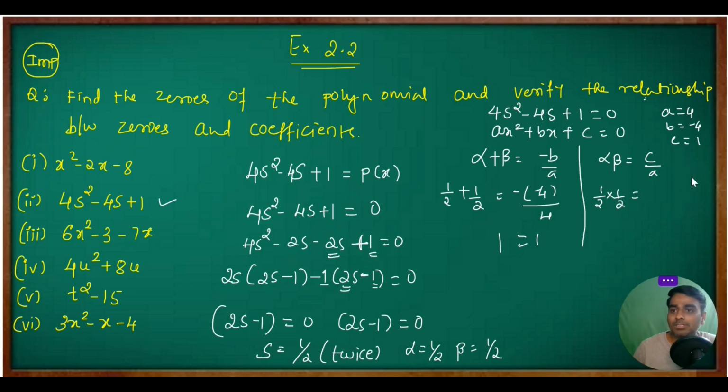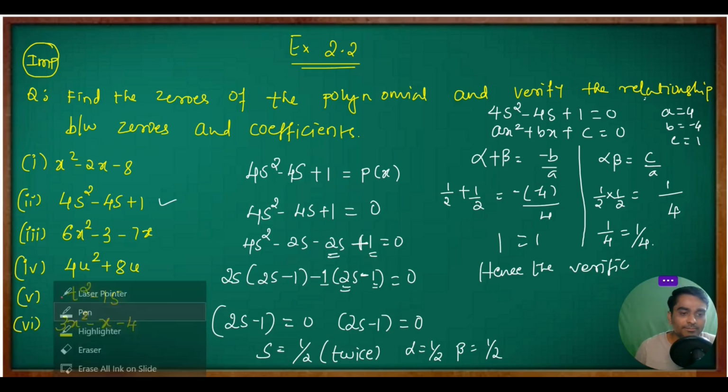Here half into half we will do, and here what is c? C is 1 divided by what? A is 4. So here also I am getting 1 by 4 equal to 1 by 4. Hence the verification is valid. That's it. Let's take up the next question.